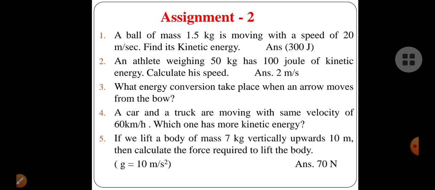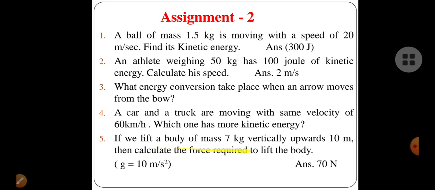Now question number 4, a car and a truck are moving with same velocity of 60 km per hour. Now here velocity remains same. Which one has more kinetic energy? If velocity is same, just recall the formula of kinetic energy, that on which quantity kinetic energy is depending. It depends upon mass now, because velocity is same. So you can easily guess which will have more kinetic energy. Of the vehicle whose mass is more, that is truck.